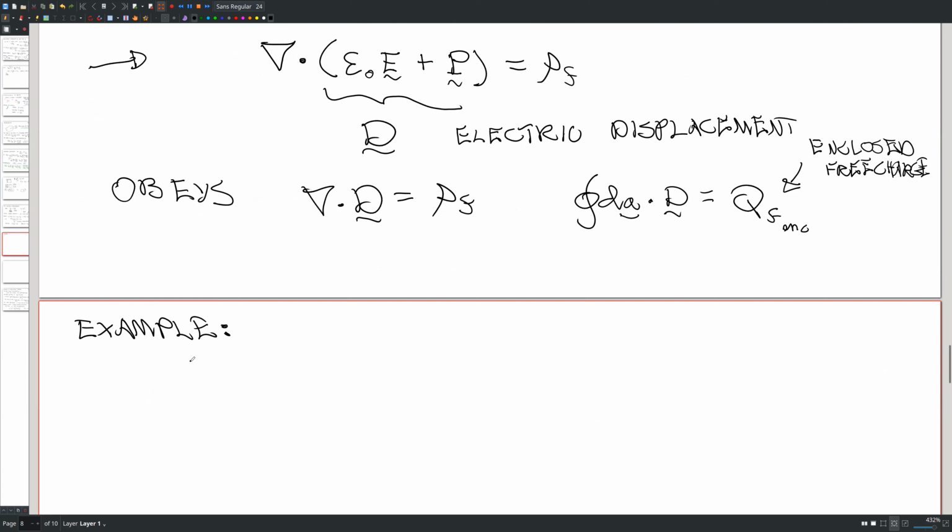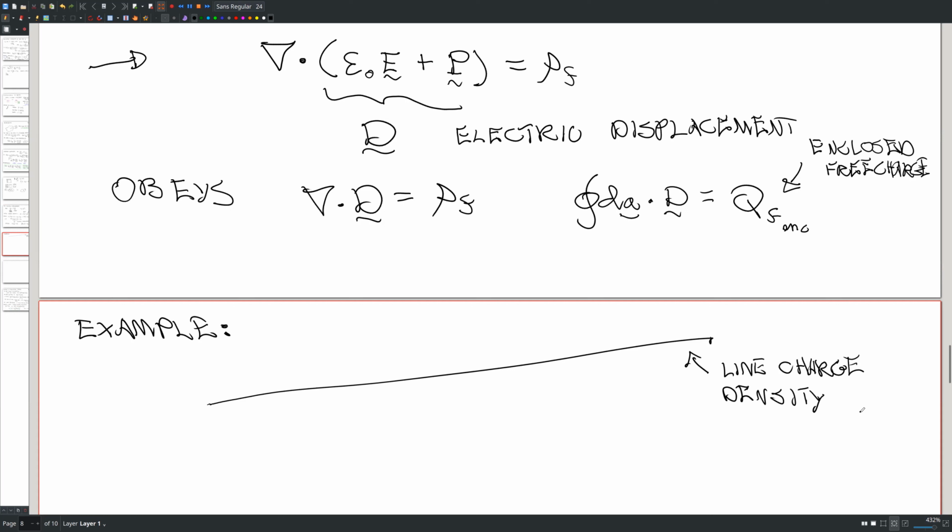So I have a wire, and this wire here has a line charge density of lambda, the usual symbol that we have. Okay, it's a uniform line charge density. The wire is infinitely long as far as you're concerned, and that's it.